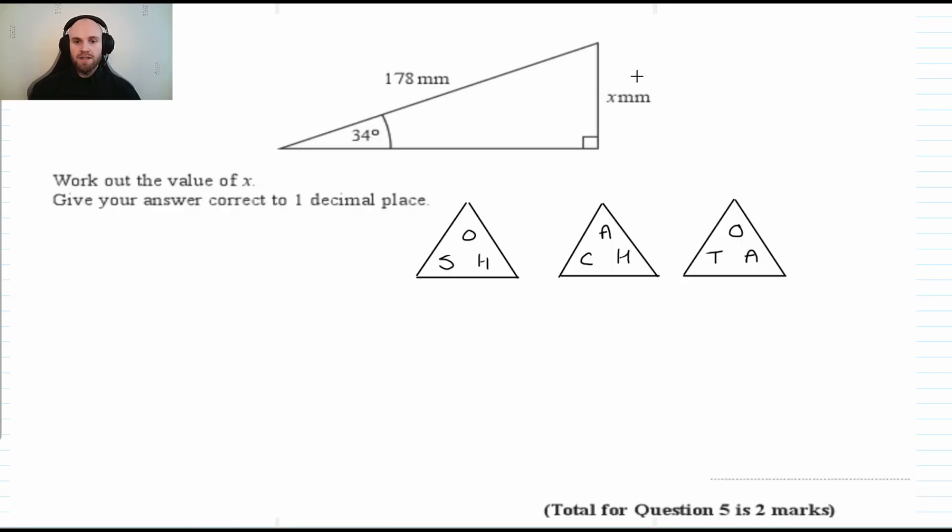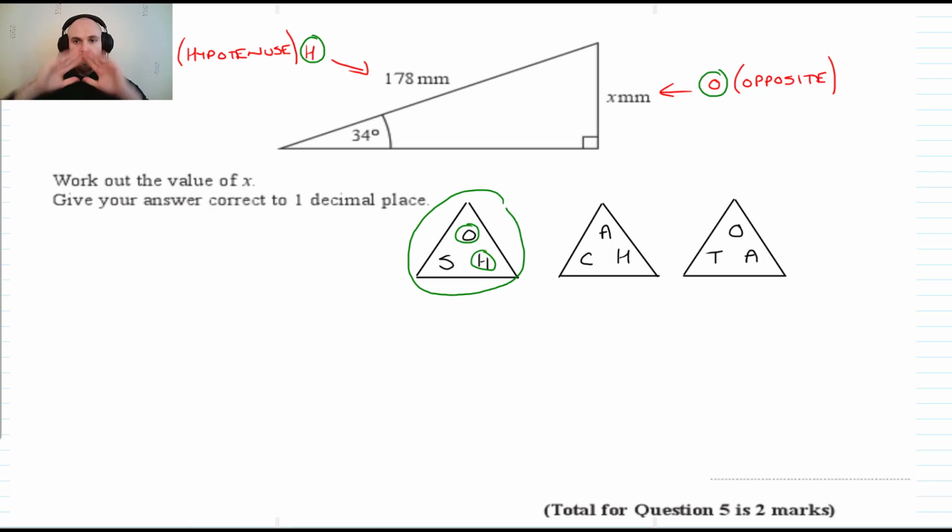Okay, so we have this right angle triangle here, and inside the right angle triangle, we have an angle of 34 degrees. Then we have this length of x millimeters, which is opposite this 34 degrees, so we're going to class this as O for opposite. And we have this 178 millimeter length, which is the long length of the right angle triangle opposite the right angle. This is going to be the hypotenuse, or h, and this will always be the longest length of a right angle triangle. So given that we have the O and the H, we are going to use this SOH triangle.